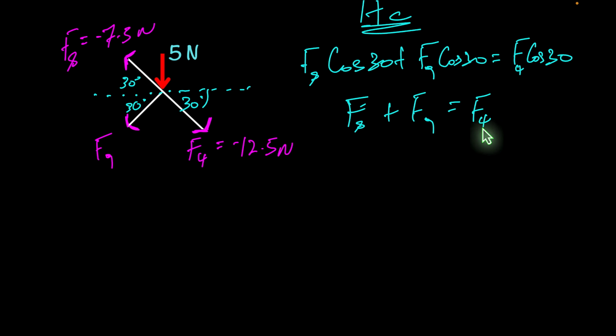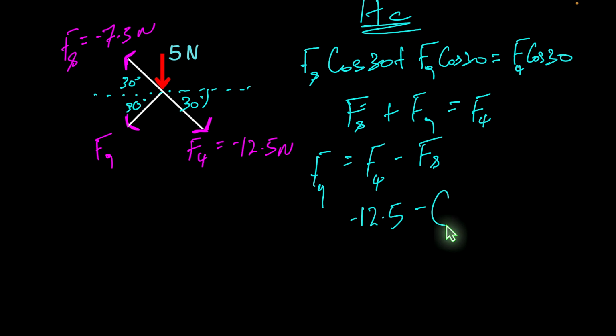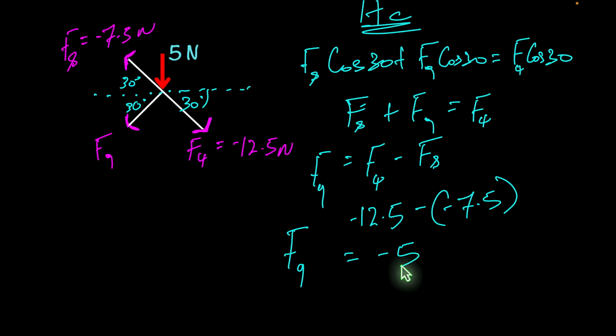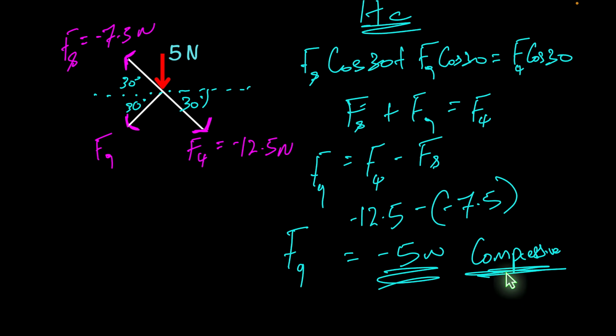Now, if we substitute all our known values, then we're going to have F9 equals F4 minus F8, and putting in these values now. So F4 is negative 12.5. So F8, negative 7.5. And when we simplify all of this now to get what F9 is, that's just negative 5 newtons, and that's compressive. So that's all members solved using the method of joints.